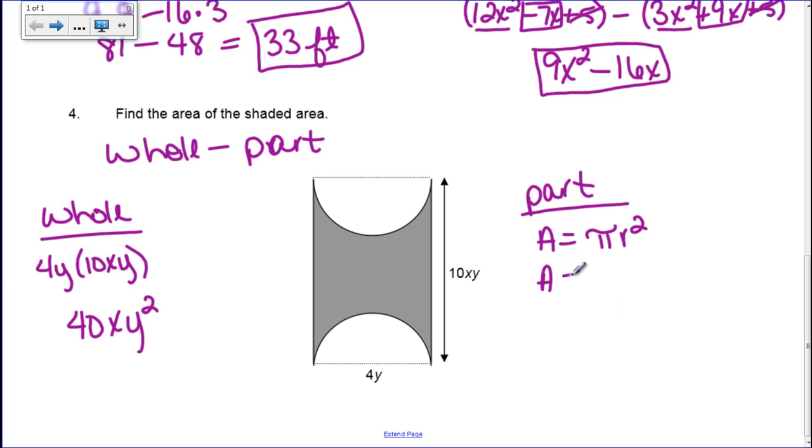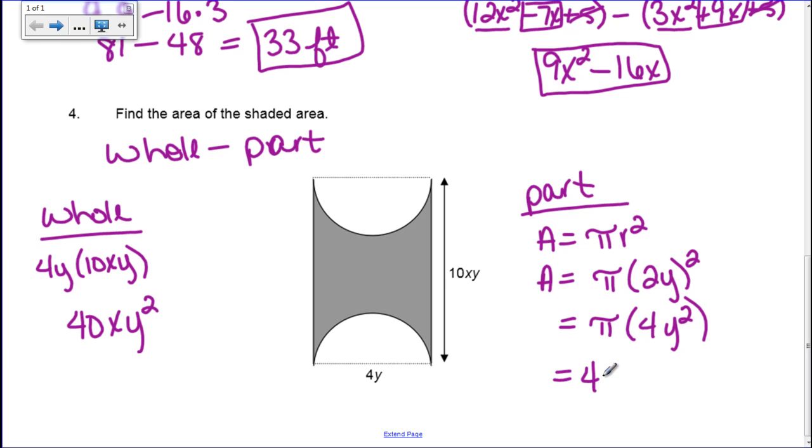So, I'm going to do pi times the radius. Well, the radius is half of the diameter, and it looks to me like my diameter is 4y. So my radius is 2y, and I have to square that. Now this is a power to a power, so I got to distribute my exponent. So I end up with pi times, well, 2 squared is 4, y to the second power. And so in terms of pi, this is going to be 4y squared pi. I'm just going to put the pi at the end. You can put the pi at the beginning. I do not care, but put it in there somewhere, okay?